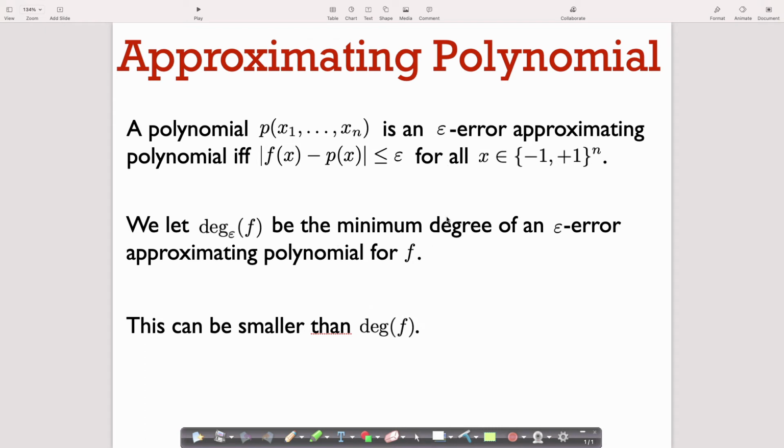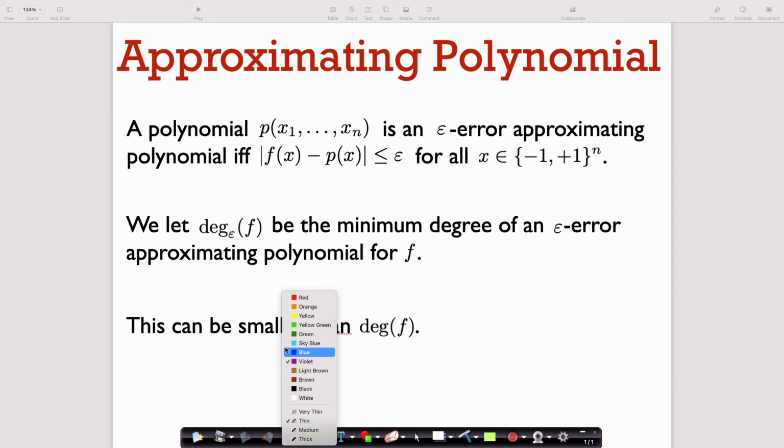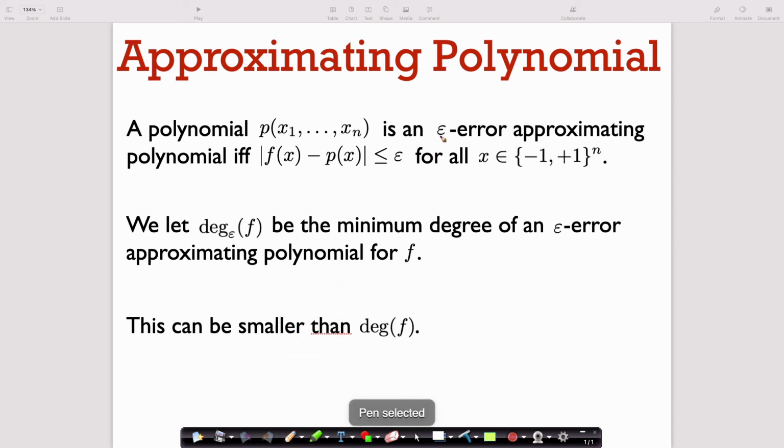Okay, so now let's define the approximate polynomial degree of a function. So first, what does it mean for a polynomial to epsilon approximate a Boolean function? Well, it just means that on the entire cube, so for all x in {-1, +1}^n, the value of f of x and the value of p of x differ by at most epsilon. Okay, so that's what we mean by approximating a function with epsilon error. Okay, so the polynomial always differs from f of x, on the domain, by at most epsilon.